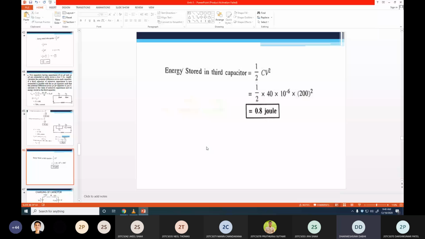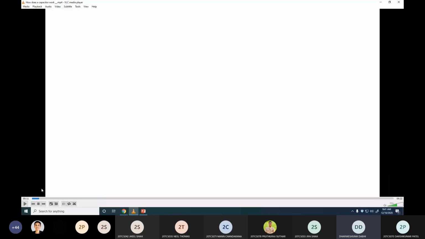So next topic is charging and discharging of the capacitor. Before going to discuss this topic, all of you please first see this video related to the charging and discharging of the capacitor. All of you can see the screen, VLC file. Okay, let's listen to this video, and then after we move to the topic. First see this animation video.